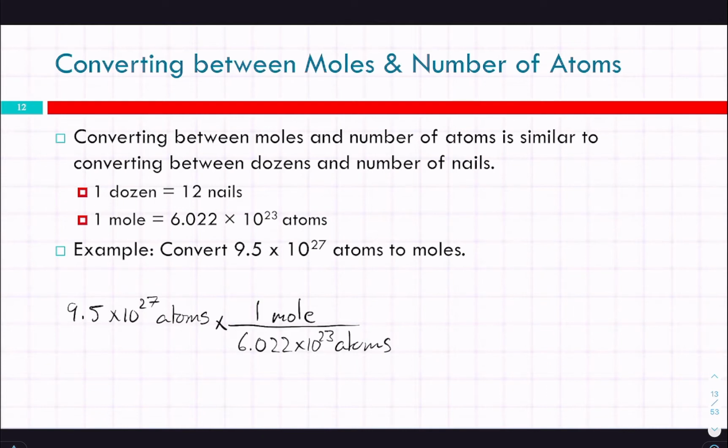So 9.5 times 10 to the 27, divided by 6.022 times 10 to the 23, will give us 15775.49, or we should use scientific notation here because we only have 2 sig figs. This is going to be 1.6 times 10 to the 4 moles. So it's just another special conversion factor unique to chemistry.